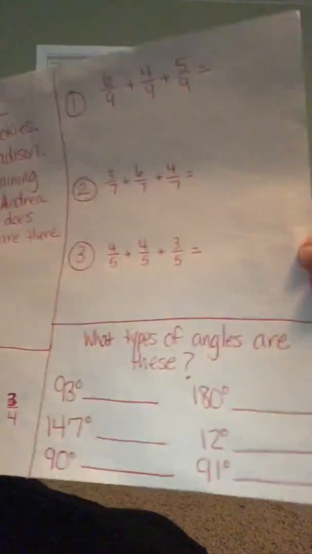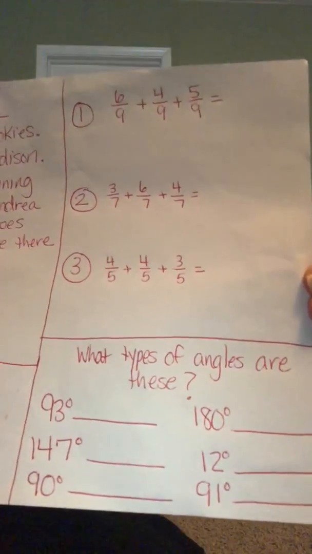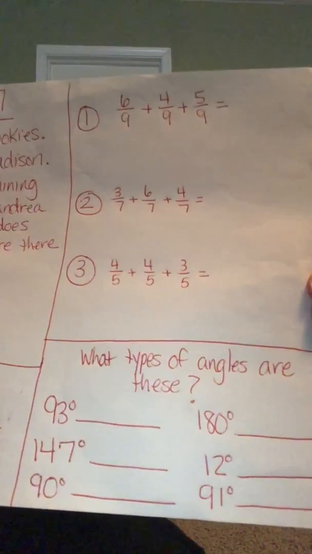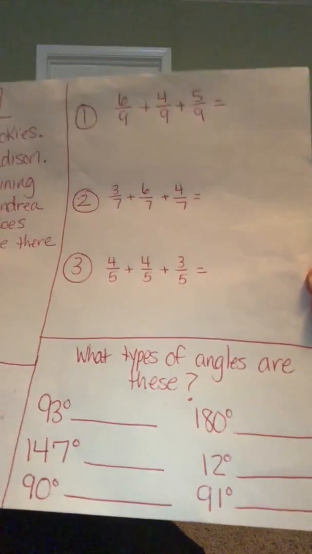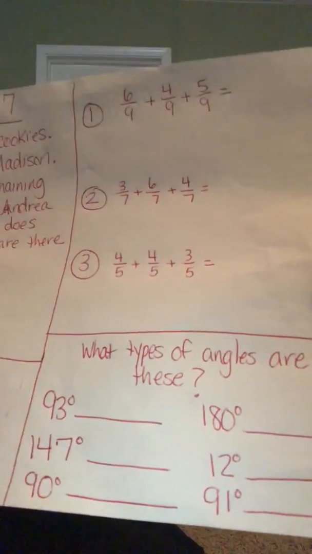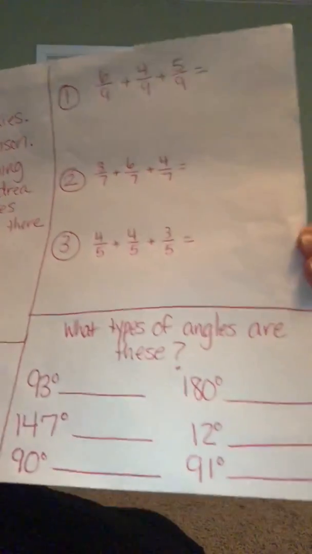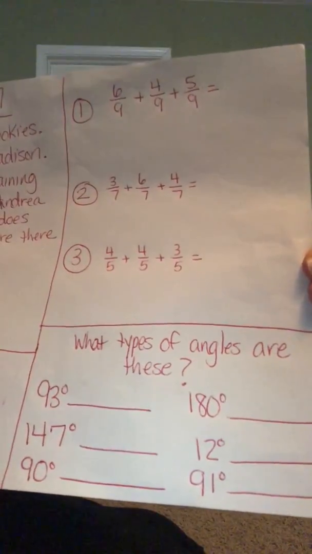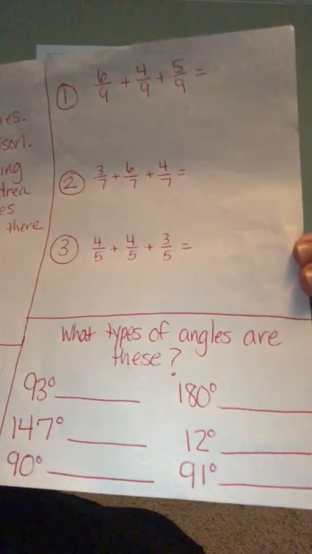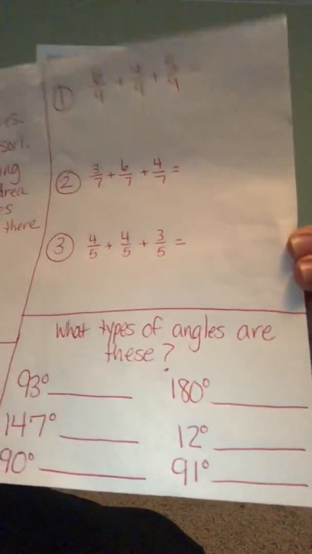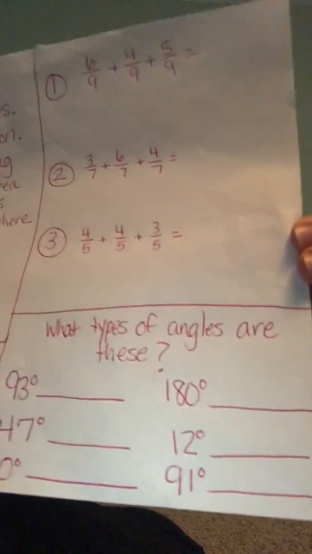What types of angles are these? Okay, so again, your choices will be acute, a right angle, obtuse, or a straight angle. Those are going to be your choices that you're going to write on the lines. And we have 93 degrees, 147 degrees, 90 degrees, 180, 12, and 91. What kind of angle is each of those angles? All right, looking forward to getting some of these answers sent to me. Thanks.